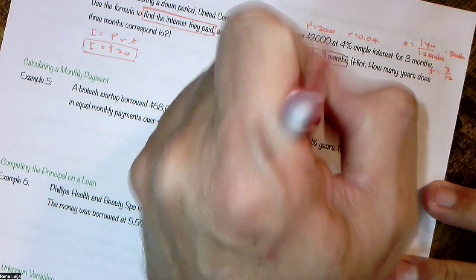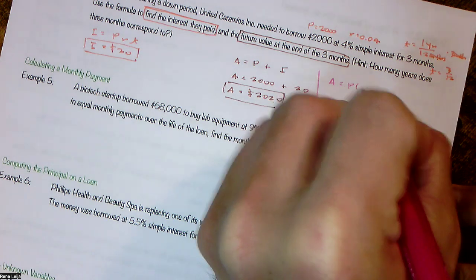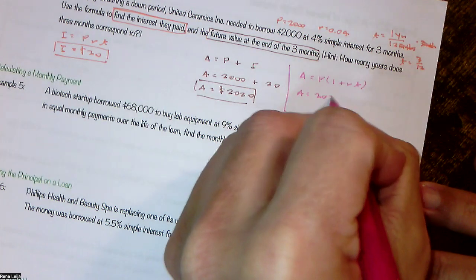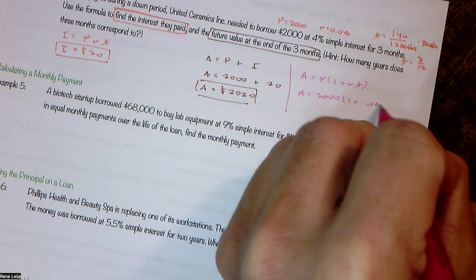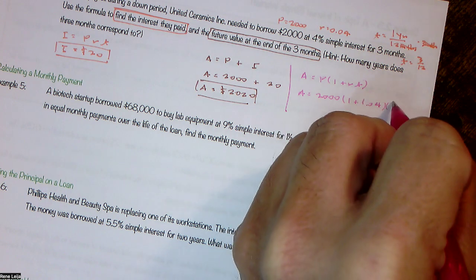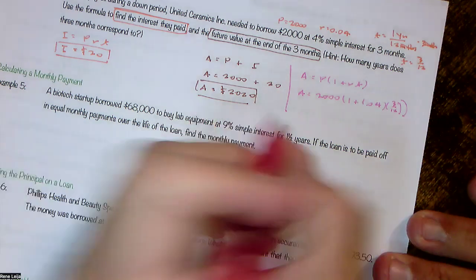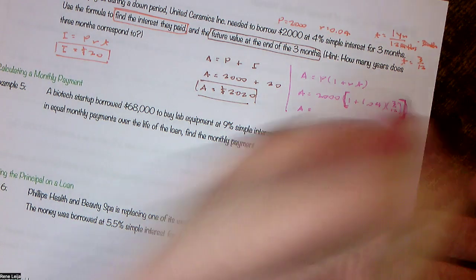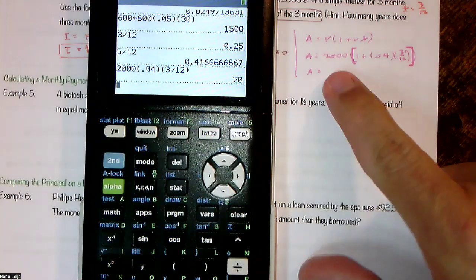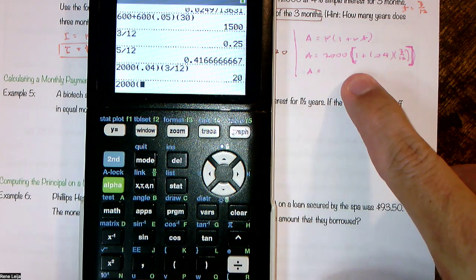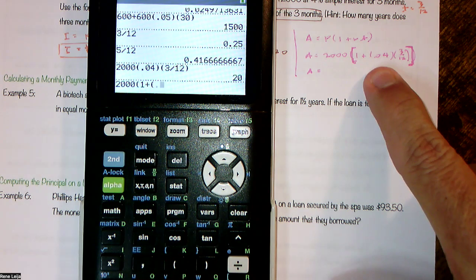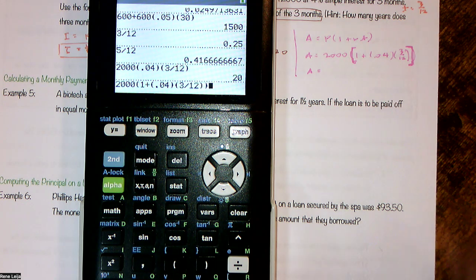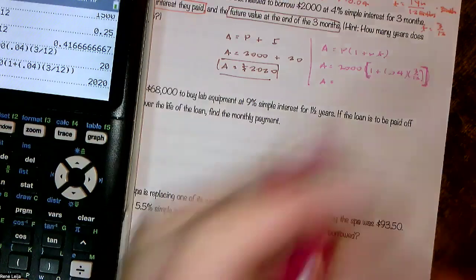Now, let me just show you if I had used the formula A equals P times 1 plus R times T. I'm going to plug everything in. Now, we should be using a bracket because we've got some parentheses inside. So I'm going to enter this in exactly as I see it: 2,000, open your parentheses, 1 plus, and then open 0.04 times 3 divided by 12. We close that parentheses, and then we close the big bracket. And notice that we still get the same amount, that 2,020.